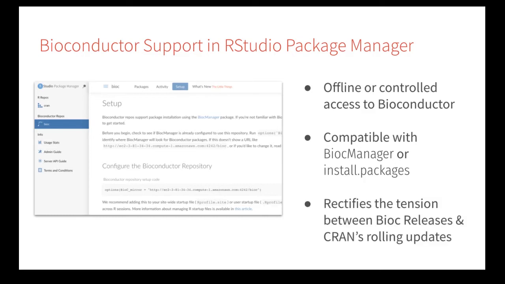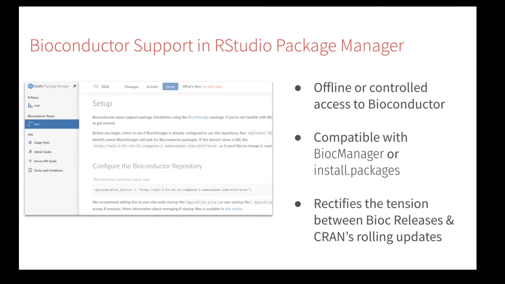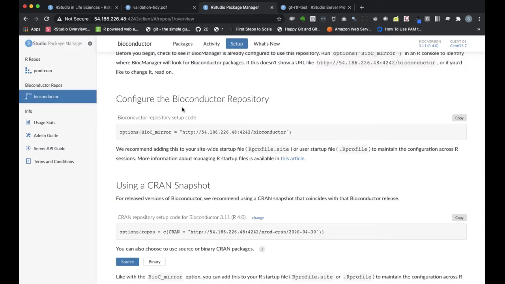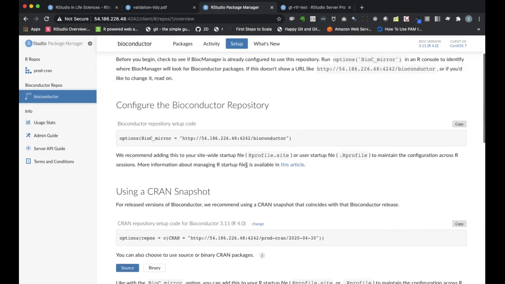And finally, kind of a nice added benefit is that Package Manager allows you to rectify the differences in how Bioconductor does releases and how CRAN performs rolling updates. So I'll show you here a preview. This work is officially coming to Package Manager within the next month or so. But this is what it's going to look like. Inside of Package Manager, you'll have a new repository for Bioconductor. And then there are setup instructions here that tell you exactly what to do in order to use Package Manager as that source for Bioconductor packages, even if you're using BiocManager as the install client.